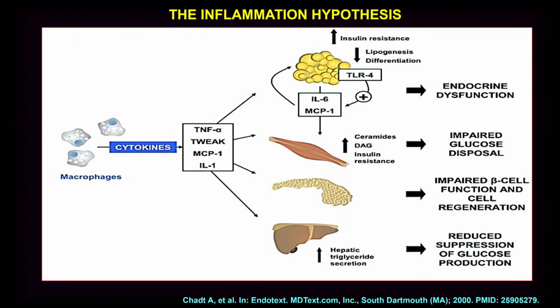So the same story in the adipose tissue, in the skeletal muscle, in the pancreas, similarly in the liver as well. There is increase of the triglyceride secretion. So all of this leads to either suppressed glucose production, impaired beta cell secretion, impaired glucose disposal, etc. So this is the inflammation hypothesis.